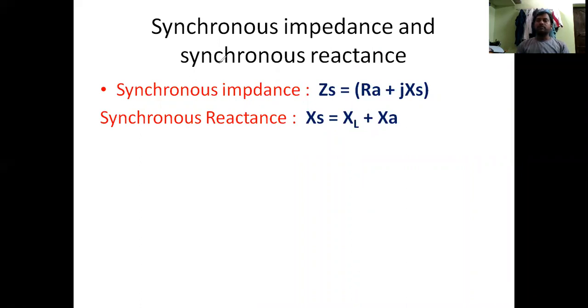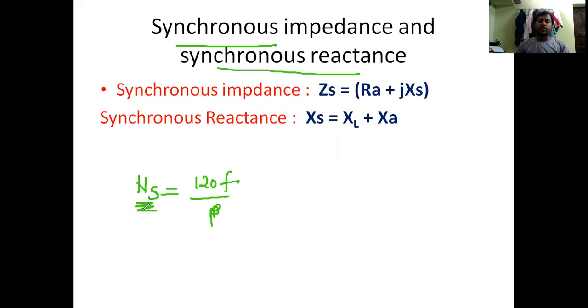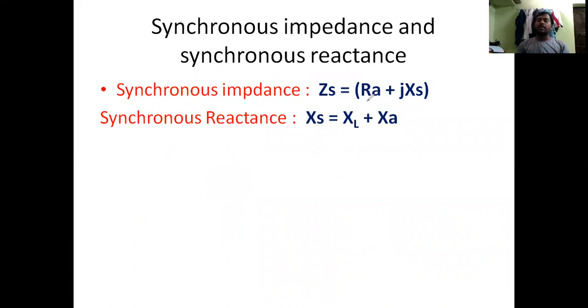Next, I want to give some small definitions. What is synchronous impedance and what is synchronous reactance? For that we need to know what synchronous speed is. The synchronous speed has the relationship 120f/P. It is the speed at which the machine rotates at a constant frequency and constant poles. At that speed, the vector sum of the armature resistance and the total reactance is called synchronous impedance.